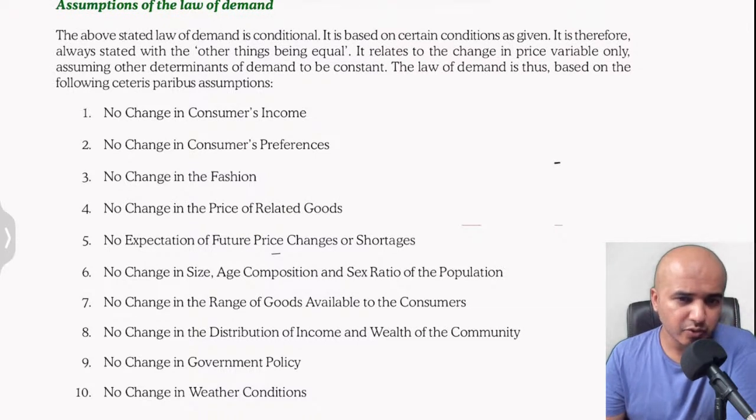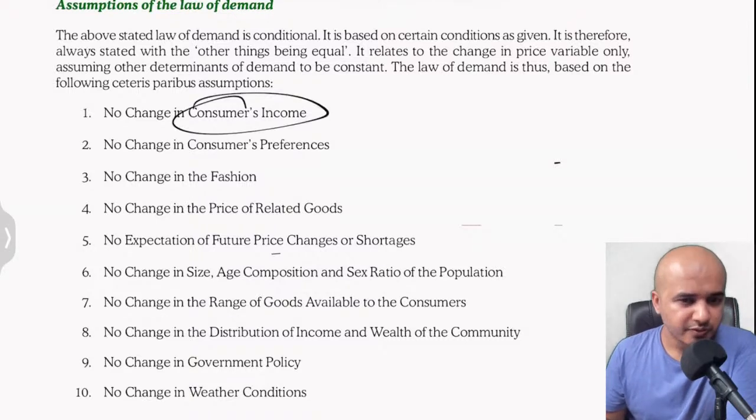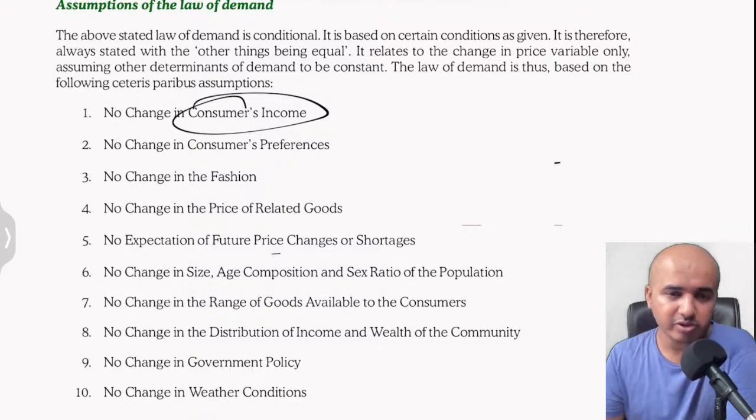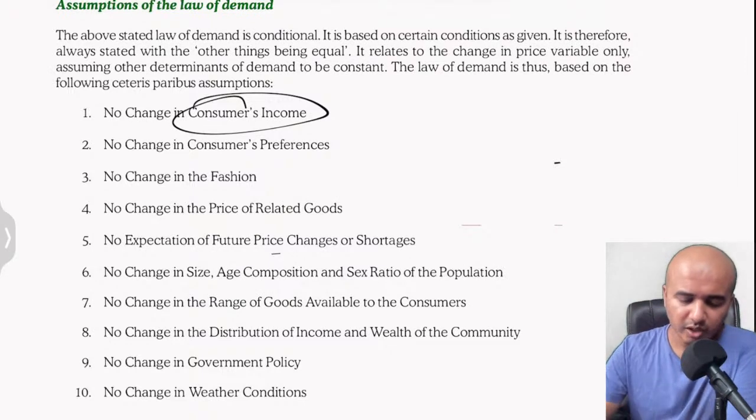No change in the distribution of income and wealth of the community. Again, it's related to our first point, wherein we say the consumer's income doesn't decrease. Or no change. When we say no change, it may be increase or decrease as well. But obviously, if it decreases, the consumer will not have enough purchasing power to buy the goods even at reduced prices.